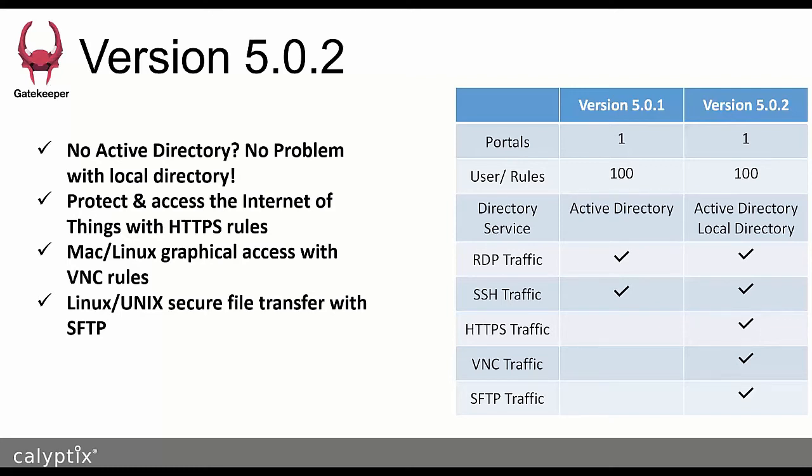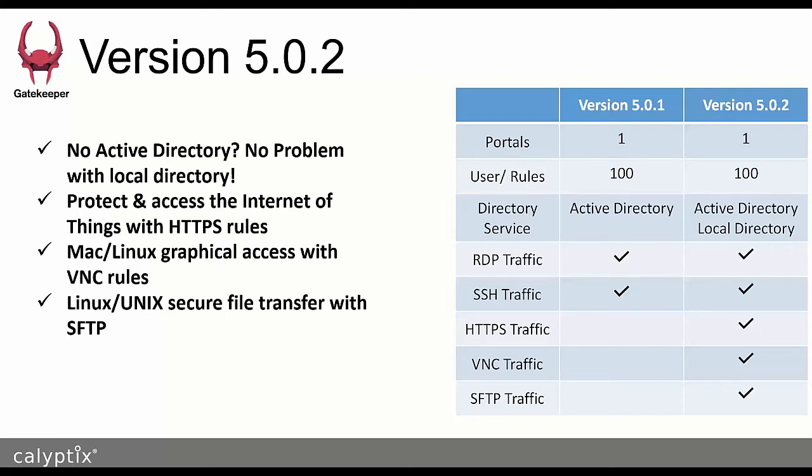The original implementation covered RDP and SSH traffic, which is what 2 to 3 years ago we set out to solve. We needed to get there fast, so we relied on Active Directory as the source of users. With 502, however, we listened to our partners, and they said the number one thing they needed was to be able to use Gatekeeper where they don't have Active Directory, or where they might not have Active Directory in the future. So we have added a local directory. So that's no problem now with 502.